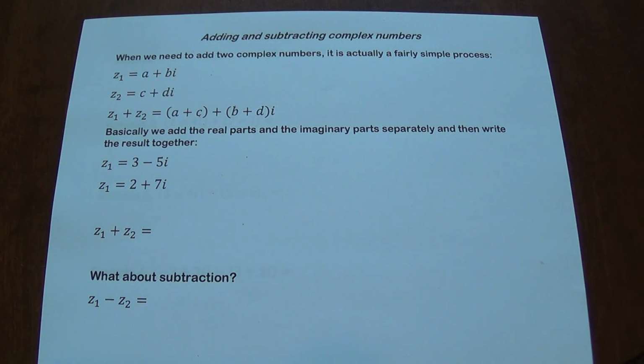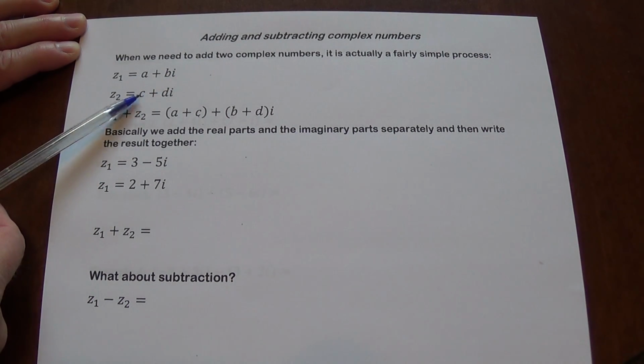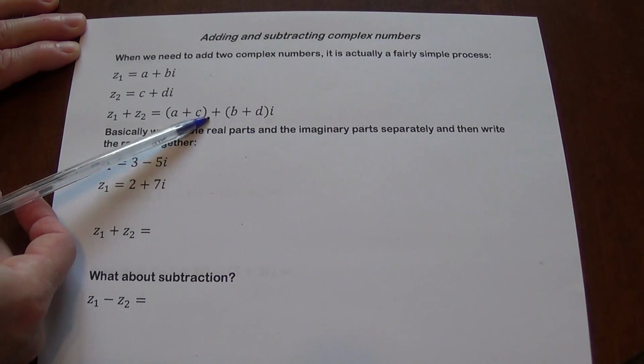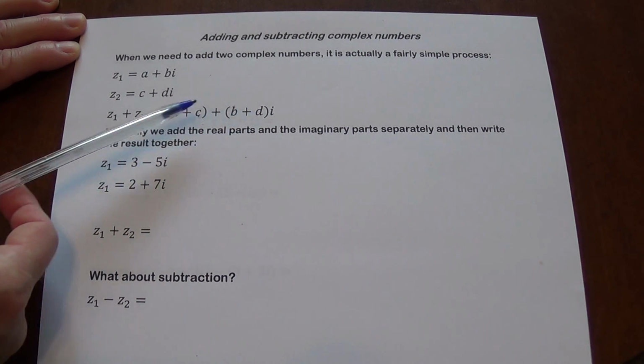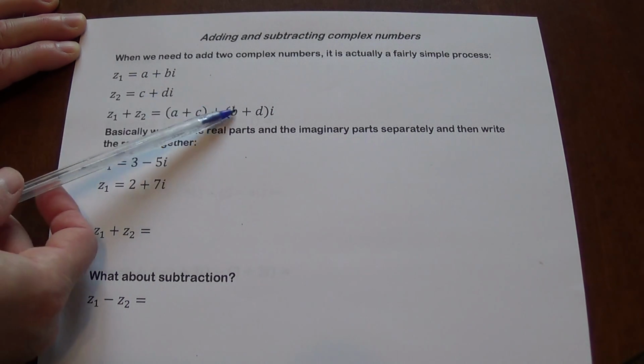Alright, hello. So we are going to discuss today how to add and subtract complex numbers. We need to add two complex numbers. It's a very simple process. We have one number here, a plus bi, and another one is c plus di. So the formula would be (a plus c) plus (b plus d) times i. So basically you're adding the real parts here, and you're adding the imaginary parts together.